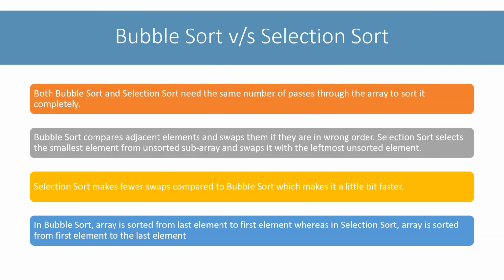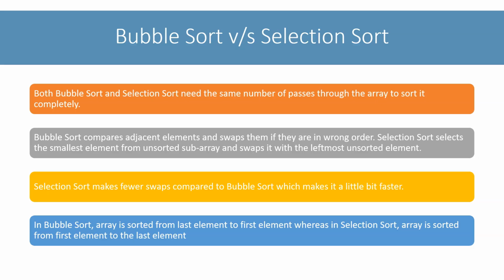Bubble sort uses item exchange method. It compares adjacent items and swaps them if they are in wrong order. Selection sort uses item selection method. It selects the smallest item from the unsorted part of the array and swaps it with the leftmost unsorted item. Because of this, even though both bubble sort and selection sort make the same number of passes through the array, selection sort makes fewer swaps than bubble sort.